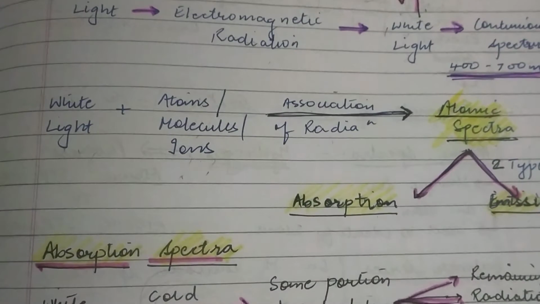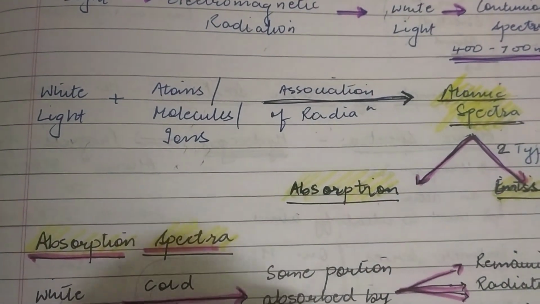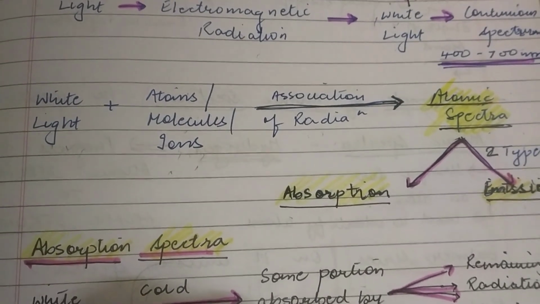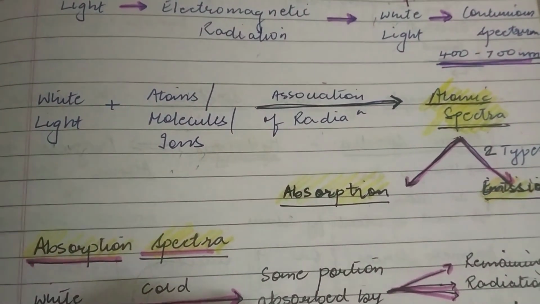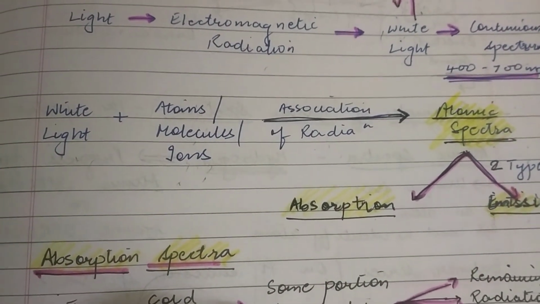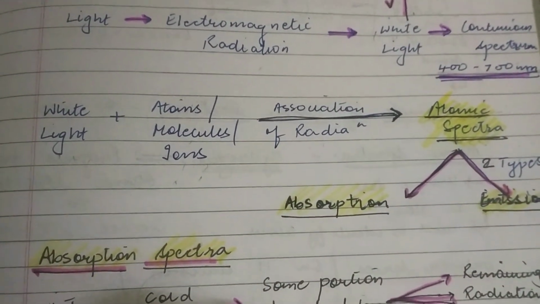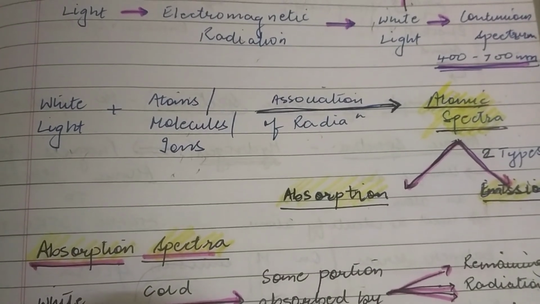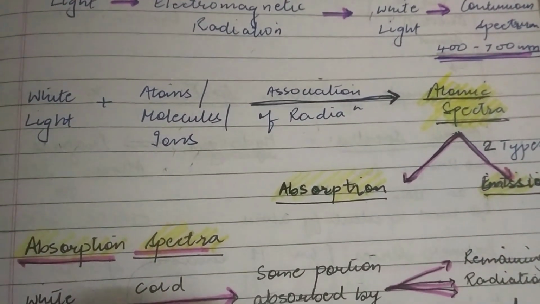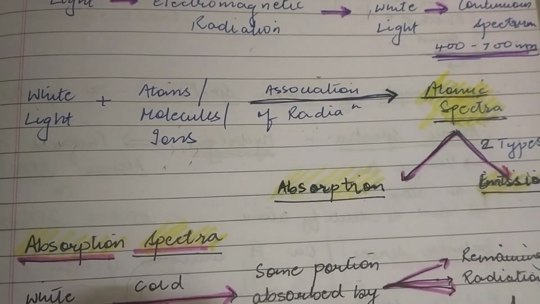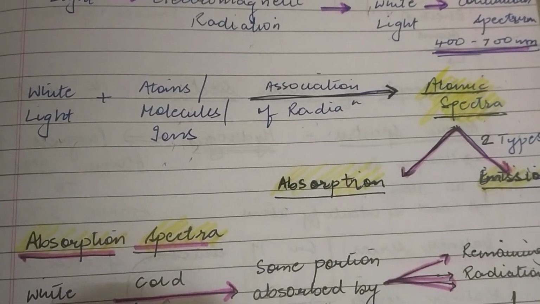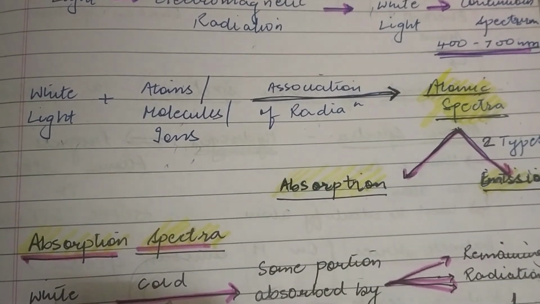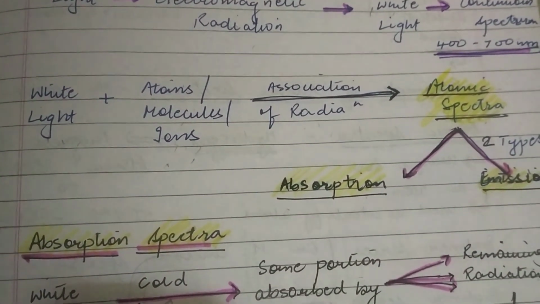let me tell you how these spectral studies are carried out in the lab. In the lab, there is a very, very sophisticated instrument known as a spectrometer, and that instrument is used to study the spectral patterns of different atoms, molecules, or ions. The study of the spectral pattern of different atoms, molecules, or ions is known as spectroscopy.